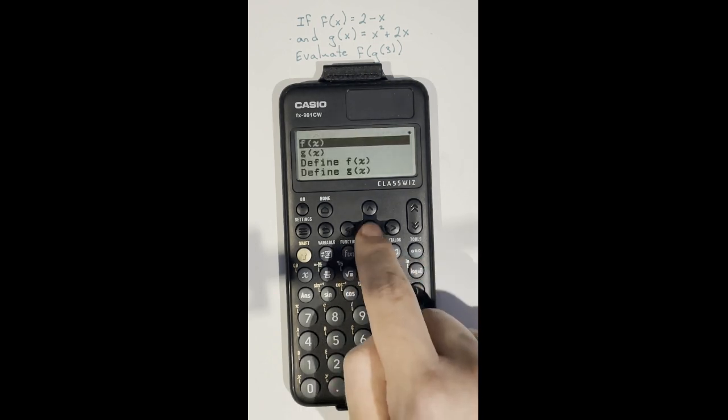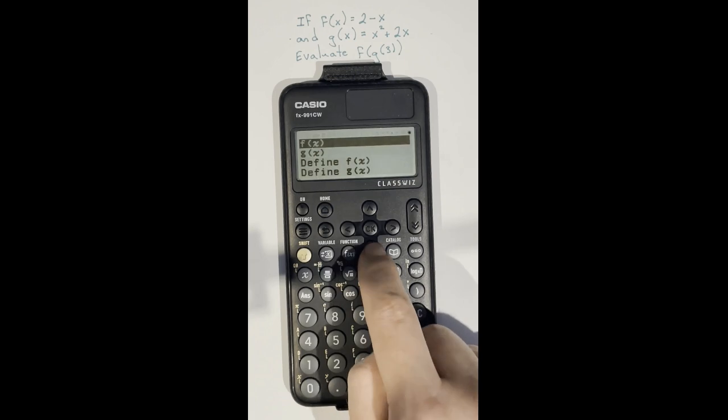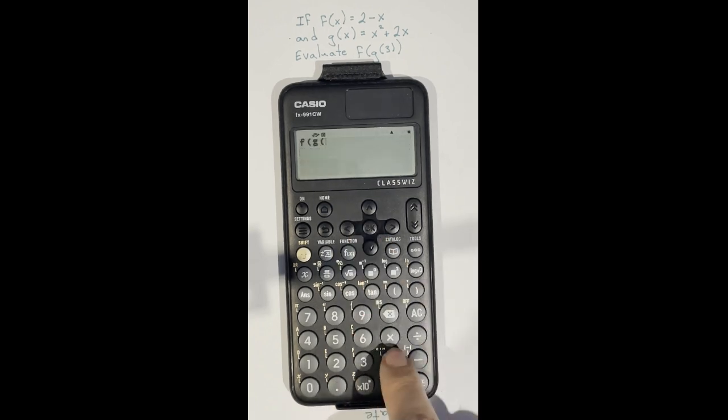And now let's start with f of g of 3. And we get minus 13. There we go.